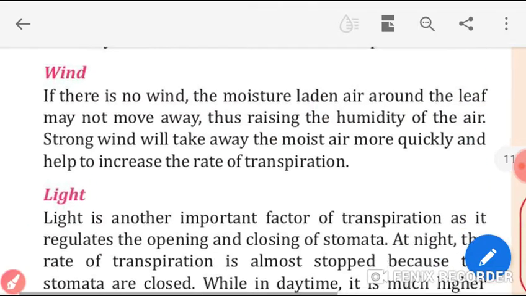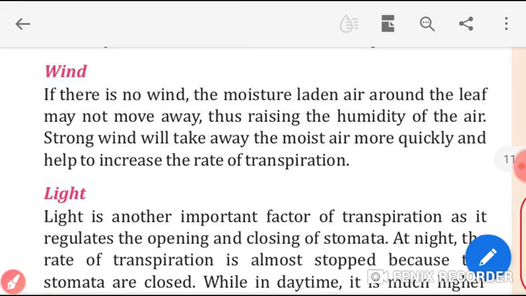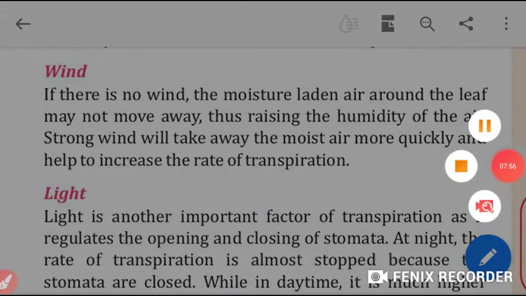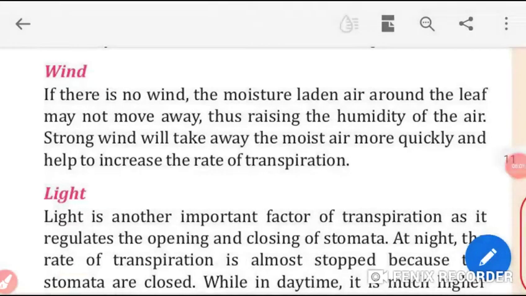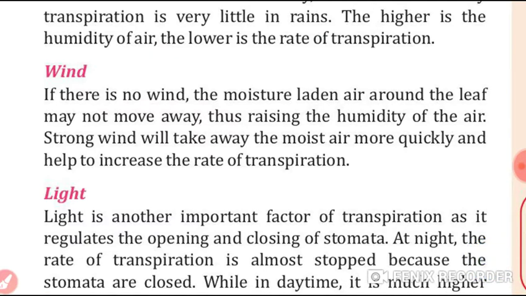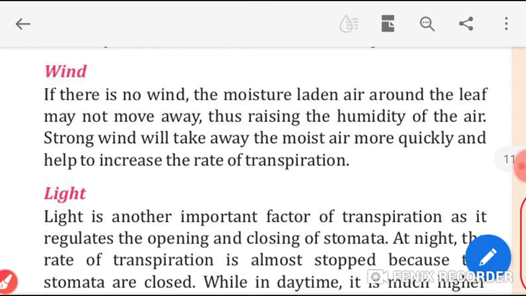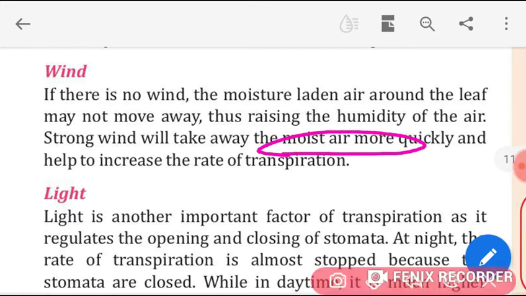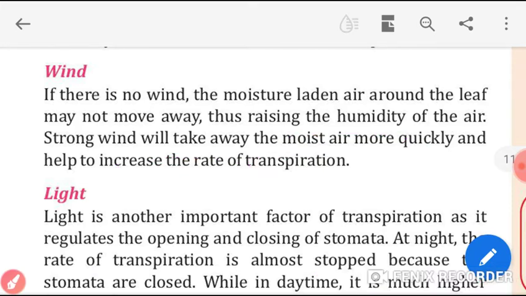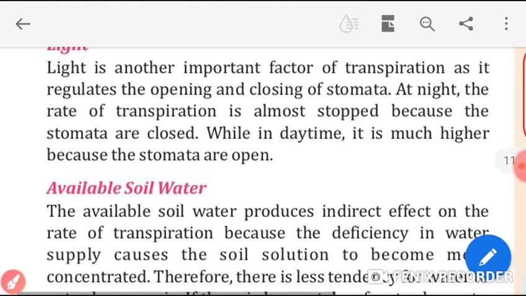Now we will study wind. Students, if there is no wind, the moisture-laden air around the leaf may not move away. Thus the humidity of the air rises. A strong wind will take away the moist air more quickly and help to increase the rate of transpiration. Now what about the light?